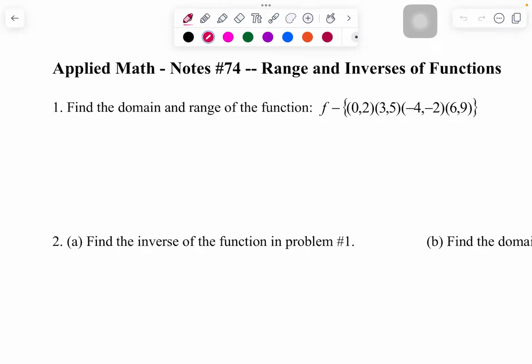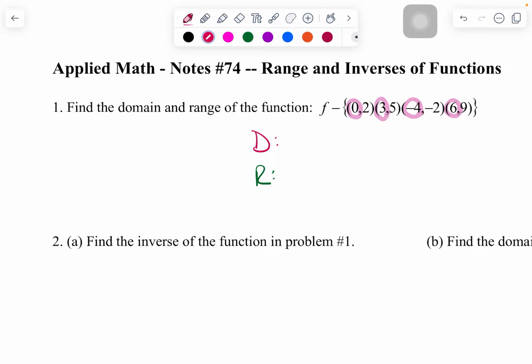So I'm going to be very simple. I'm going to go D for domain and eventually, here we go, R for range. That way we know which one's which. So here's the plan. D, domain, let's talk about the X values. So in my ordered pairs, I have the number 0, 3, -4, and 6. Those are my X values. So those are going to be what I list out.